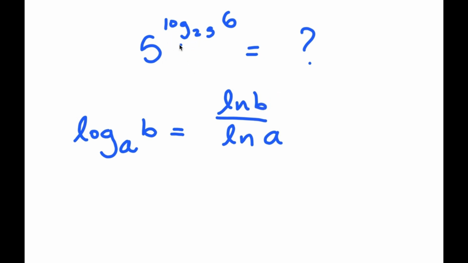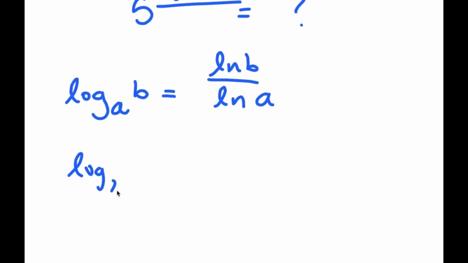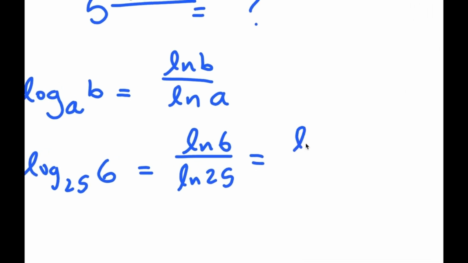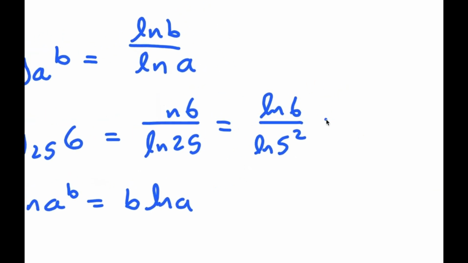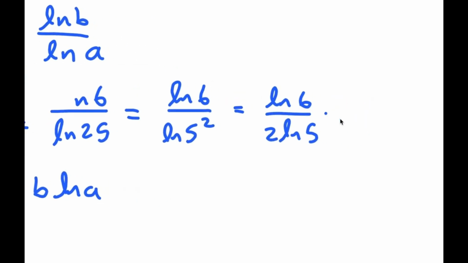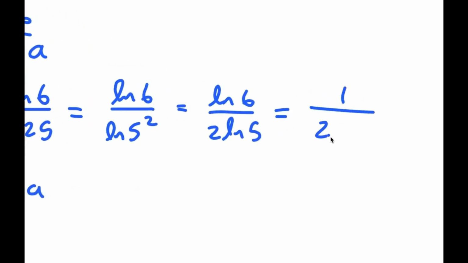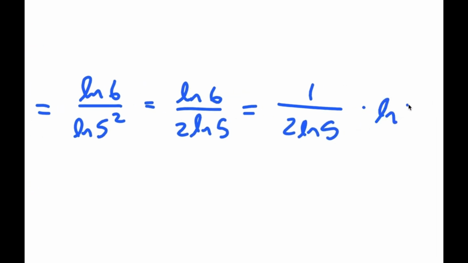So in this case, I have log base 25 of 6. And this is the same thing as ln of 6 over ln of 25, which is the same thing as ln of 6 over ln of 5 squared. Now another property of logarithms is if I have something in the form ln a to the power b, this is equal to b times ln a. So this is the same thing now as ln 6 over 2 times ln 5. Which I'm actually going to rewrite as 1 over 2 times ln 5 times ln 6.